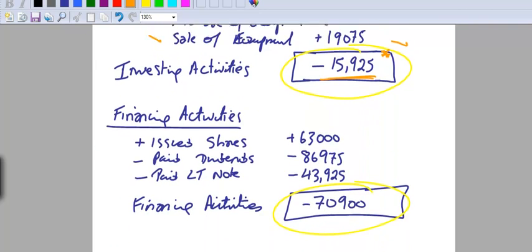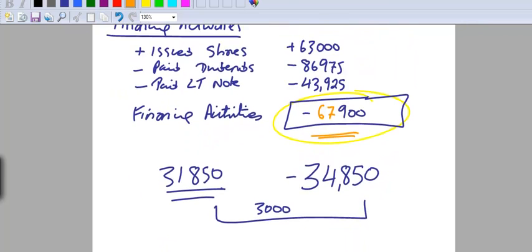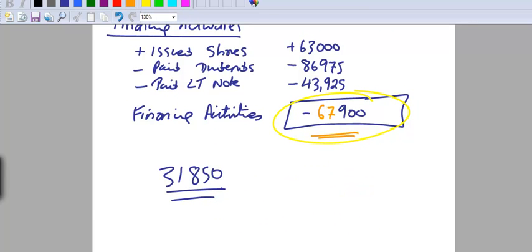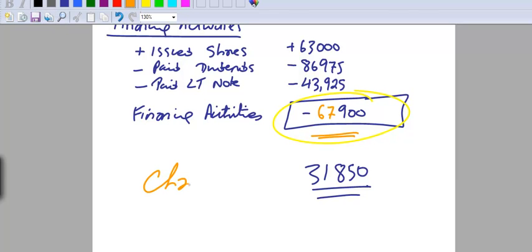Then do another reasonability check. Let's add 63,000. Subtract from it 86,975. And then subtract from that 43,925. Ah, got it. So it's not really 70,000. You're under exam pressure now. It's 67. Add everything up. So this 3,000 was the result of exam stress. This is your change in cash, and now you're looking golden.